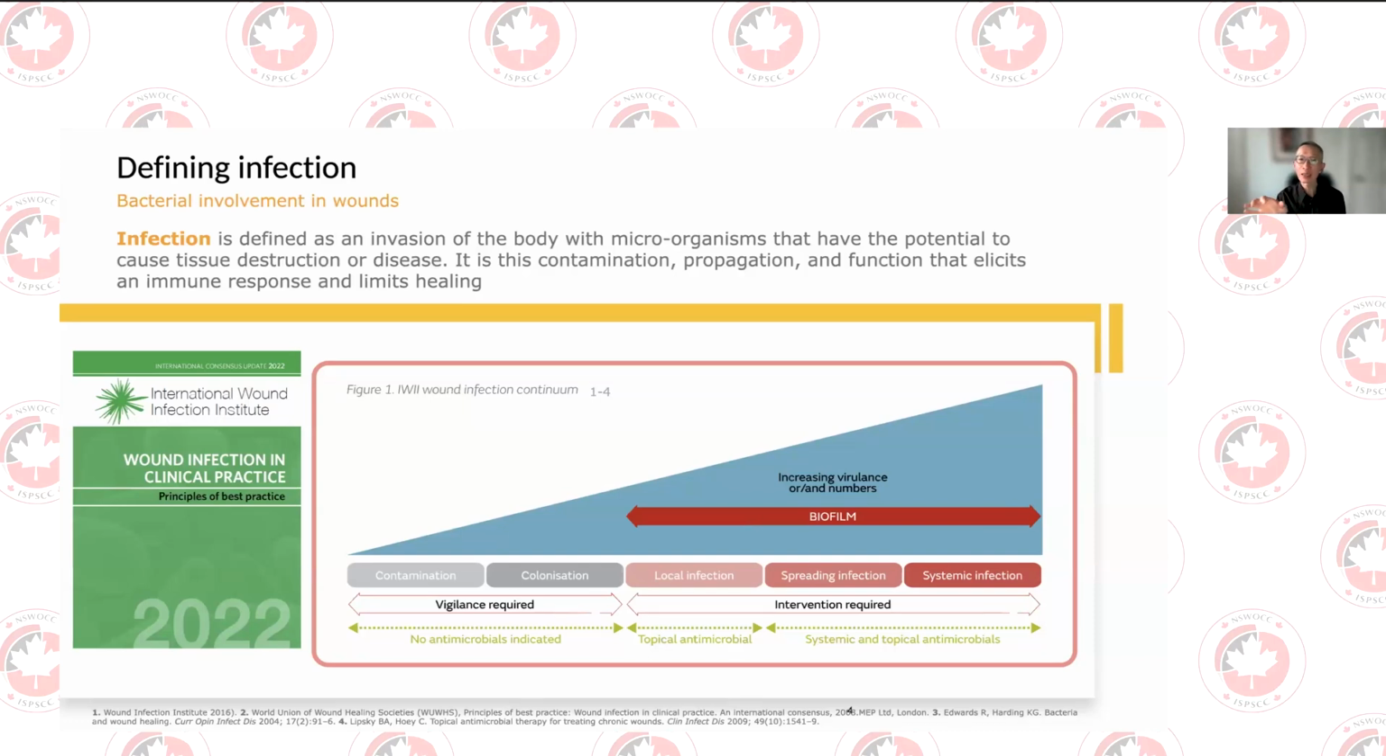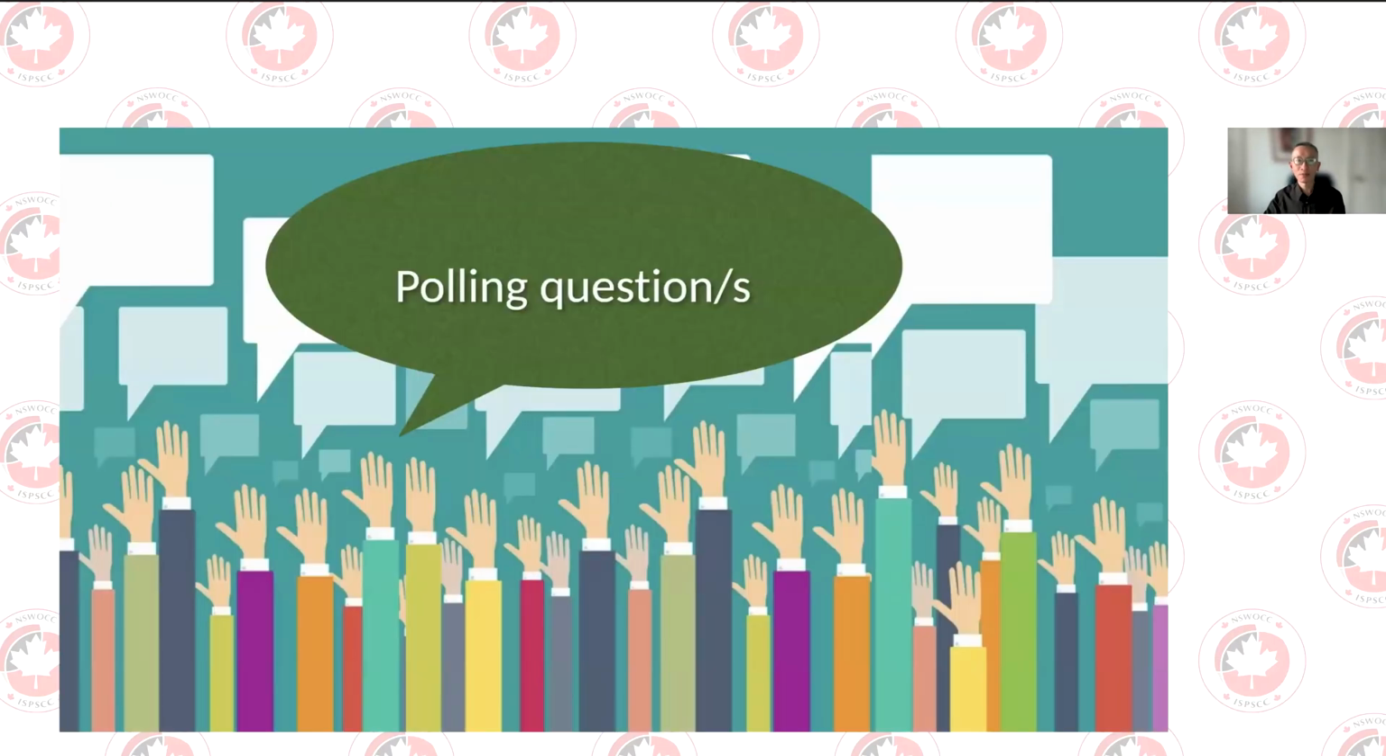And as you can see, the description of this continuum from contamination, colonization, local infection, spreading infection to systemic infection. Implicated across this continuum of infection pathway is the biofilm, the presence of biofilm that perpetuates and drives infection and makes chronic wounds more chronic, right? And that's why a chronic wound may be a chronic infection issue where we need to address the biofilm. We need to think about how to address infection.